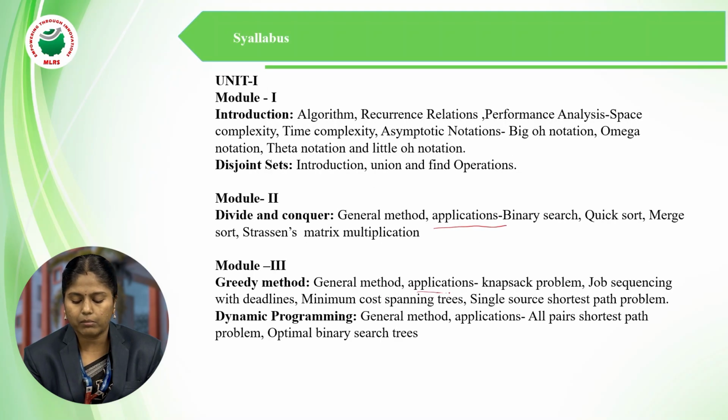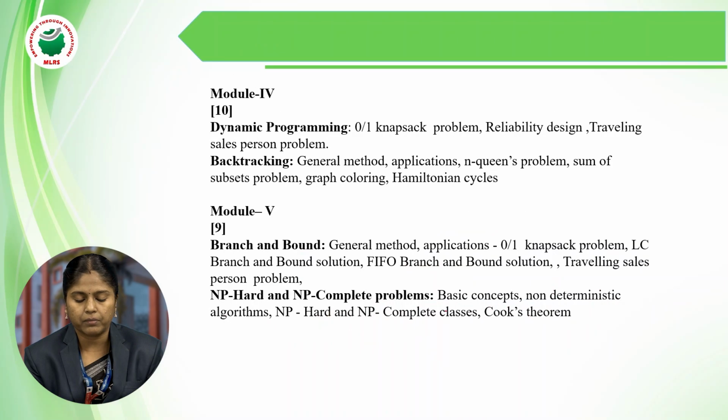In the greedy method, the applications are the knapsack problem, job sequencing with deadlines, minimum cost spanning tree, and single source shortest path. Next comes dynamic programming, which has all pairs shortest path and optimal binary search tree. And in module 4, dynamic programming has the 0/1 knapsack problem, reliability design, and the traveling salesman problem. Again, in backtracking there will be various applications like n-queens, sum of subsets, graph coloring, and Hamiltonian cycle. These are all about the fourth unit.